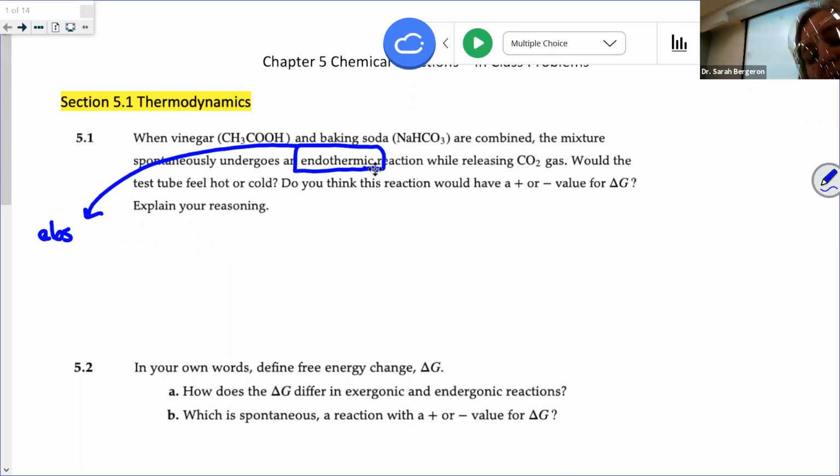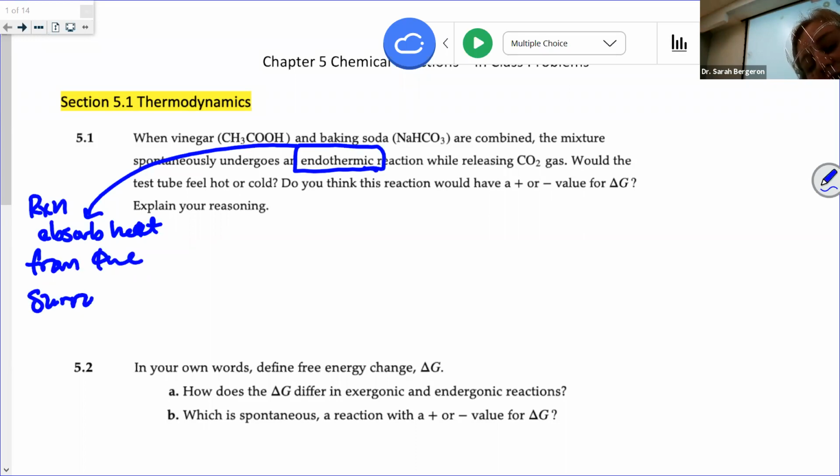Means you're going to absorb heat. So the reaction will absorb heat. So if the reaction is absorbing heat from the surroundings, where does it come from? From the surroundings, right? Would we expect our test tube to feel hot or cold? If we're absorbing heat, the opposite of absorb is to release heat, right? So if you're holding on to something and it starts absorbing your heat, how's it going to feel? It's not going to feel hot. It's going to feel cold.